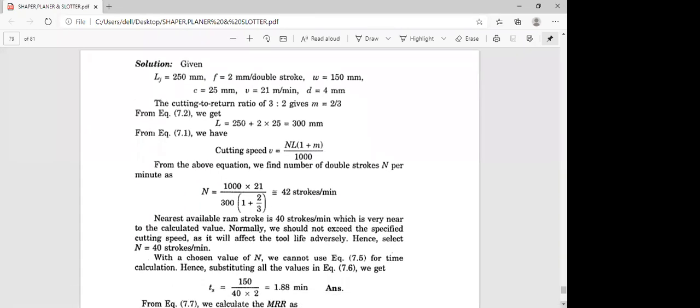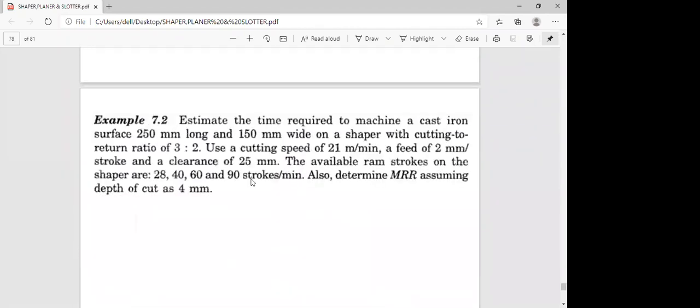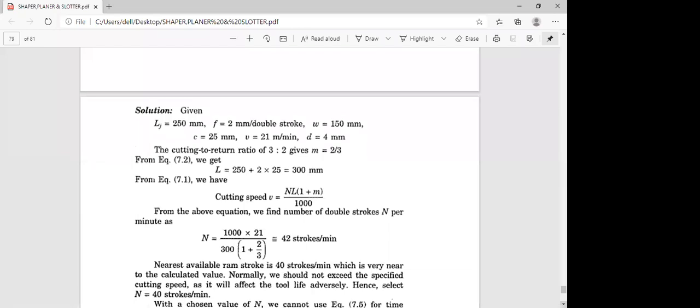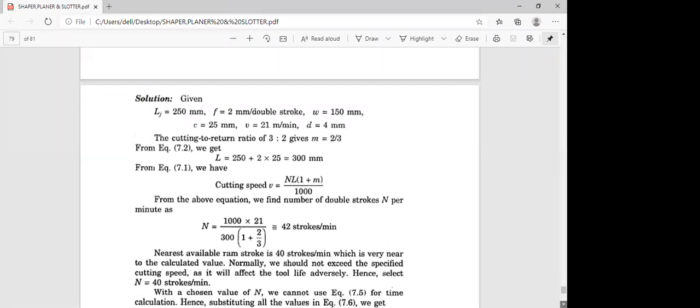After calculating capital N, you have to calculate the time for machining. What is the nearest available ram stroke? 40 strokes per minute. Though in the calculation you have got 42 strokes per minute, he has given 4 values in the problem: 28, 40, 60 and 90. You have to take the nearest value, which is 40. So be careful while choosing the particular value there. Don't get confused about that. The nearest available ram stroke is 40 strokes per minute.